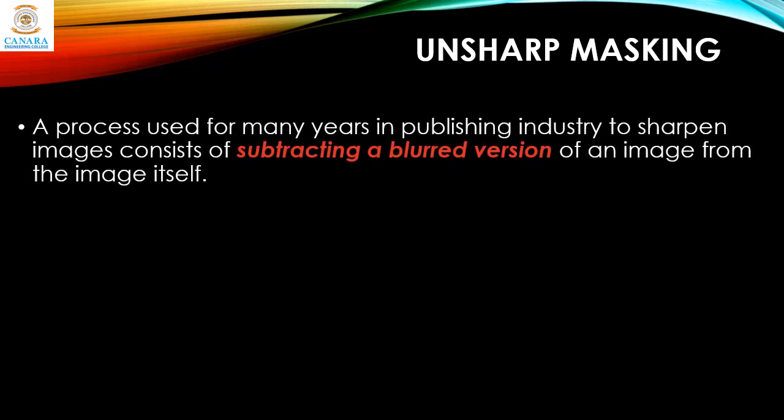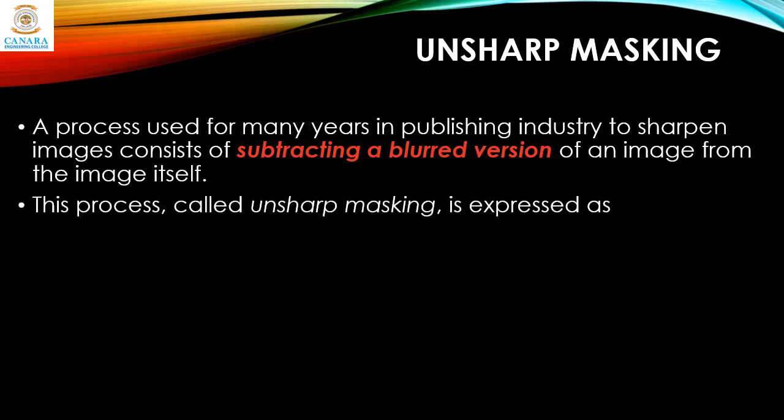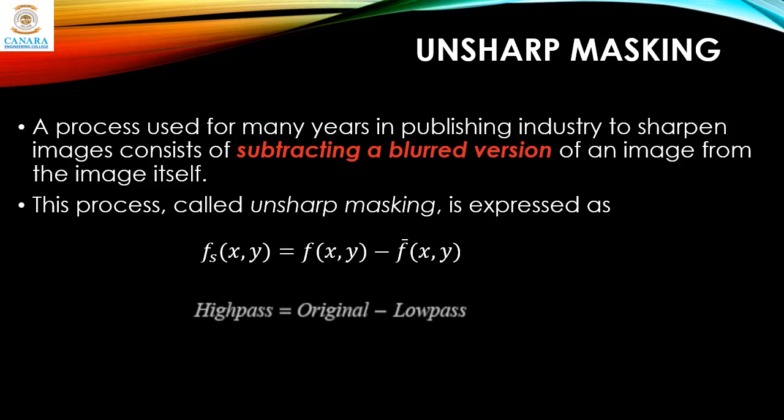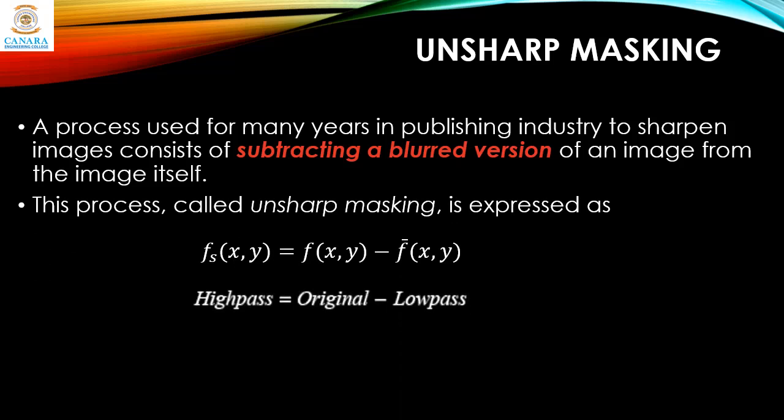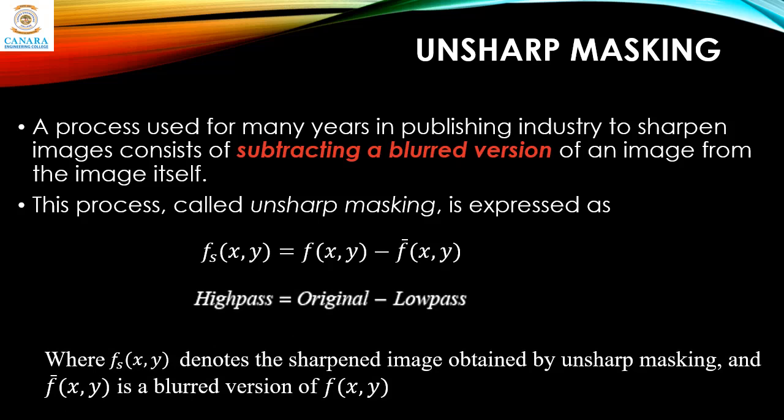So the definition is, it's a process used for many years in the publishing industry to sharpen images. Basically, we are subtracting a blurred version of an image from the image itself. So you can express the process as S of xy is equal to f of xy minus f cap of xy, where f cap of xy is the blurred version or low pass version, f of xy is the original, and fs of xy is the output or the high pass image.